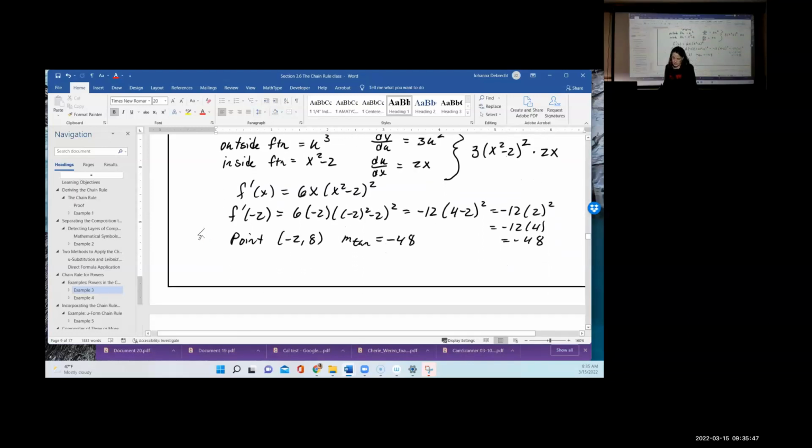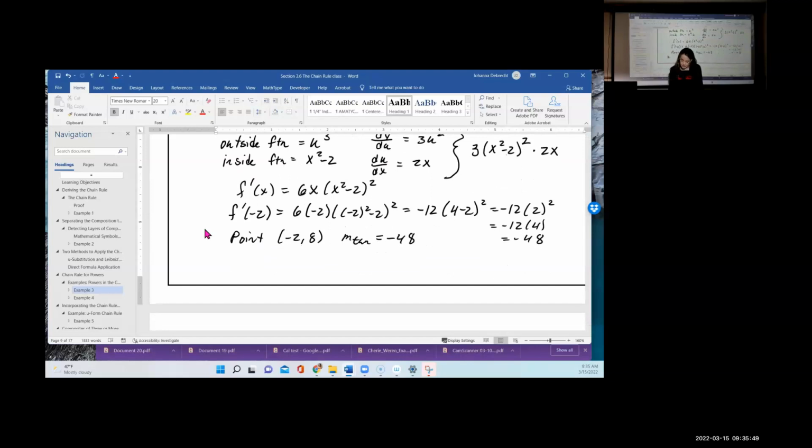Now we take point slope form of a line. y minus y1 equals m tangent times x minus x1, and we write the equation of the line. y minus 8 equals -48 times x minus -2. The double negative will make it an x plus 2. And you could leave it in that form if you want to.